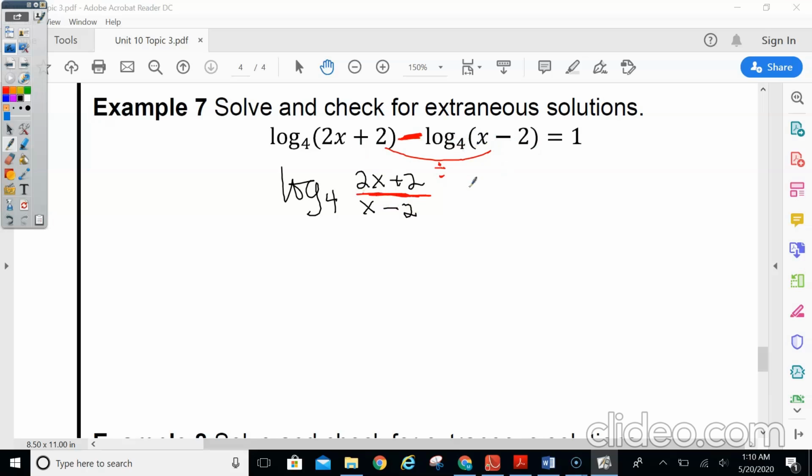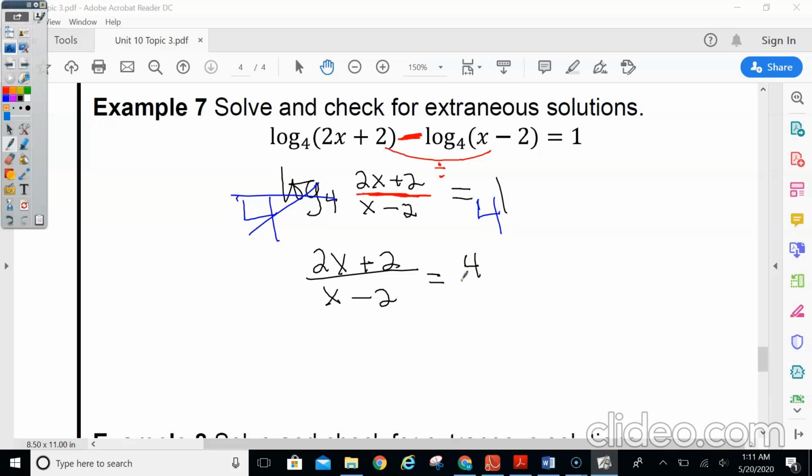They stay together. So here, now that I have one log, I can exponentiate, and I want to use base 4 to cancel out this 4. So base 4 here, and base 4 there. Whatever you do to one side, you have to do to the other. So this is going to cancel, and I'm left with this argument, 2x plus 2 over x minus 2. And I can figure this number out. 4 to the first power is just 4. But I'm going to write it as 4 over 1.